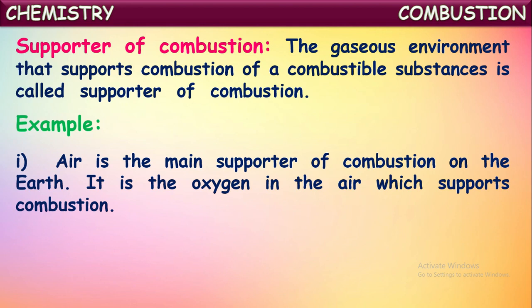For example, air is the main supporter of combustion on the earth. It is the oxygen gas present in the air which supports the combustion. So we can say oxygen is a supporter of combustion. In the presence of oxygen only, fuels will continue to burn. They burn and produce heat energy. This happens only in the presence of oxygen. That is why oxygen is called a supporter of combustion.